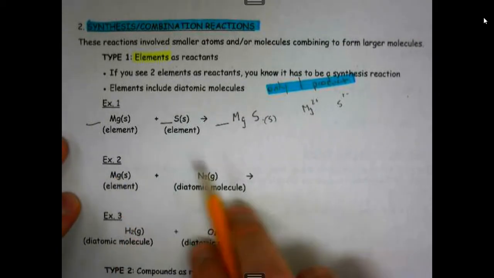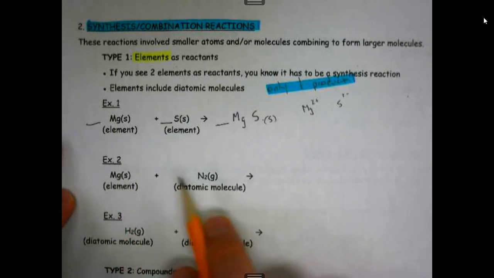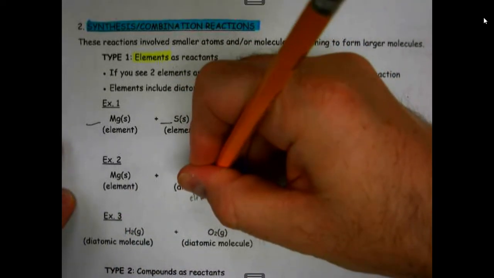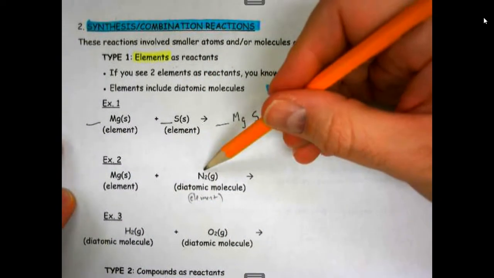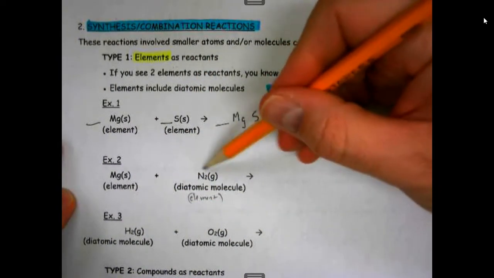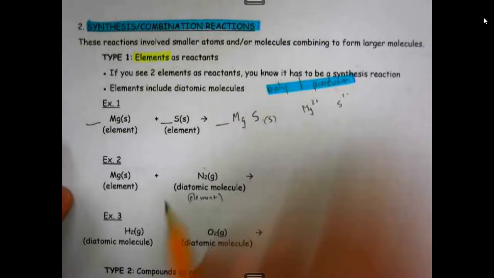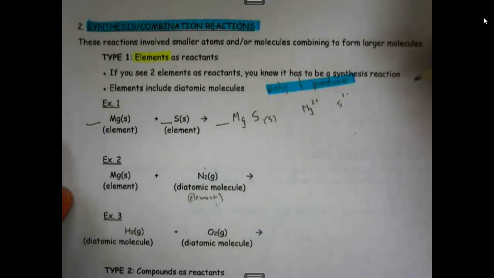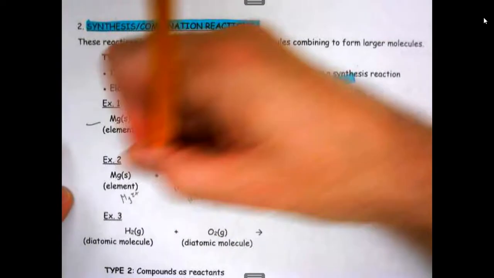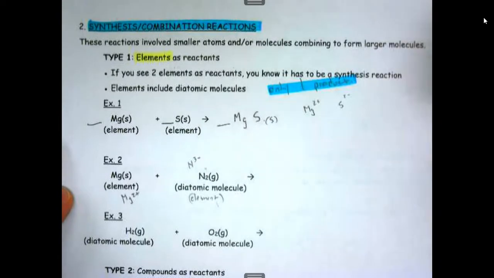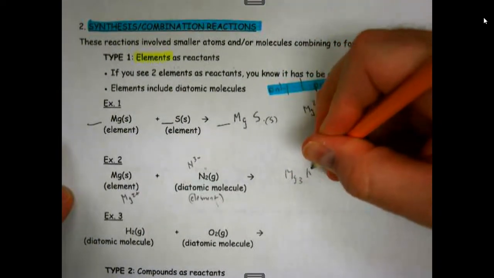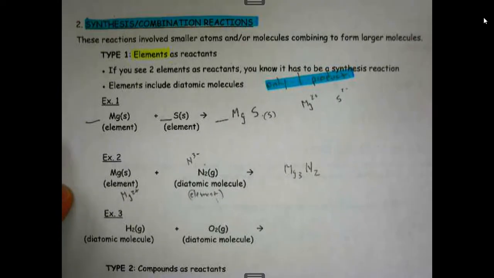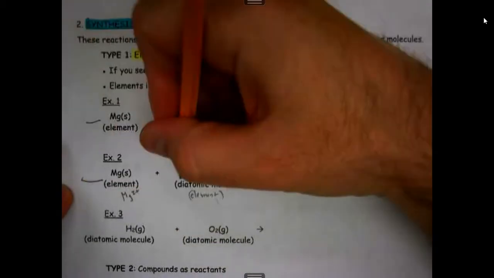Okay, example 2 down here. So now we have an element. This is still an element, but it's diatomic. It's an element because there's only one type of thing in there. So even though there's two of those particles, it's still the same type of particle, which makes it an element, but it is diatomic. These two things come together, and they're going to form an ionic compound again. So we know that Mg is 2 plus and N is 3 minus. So you're going to get Mg3N2. And that's just to make sure that they balance. Or you can use the crossover method as the easiest way to do it, and that's fine as well.